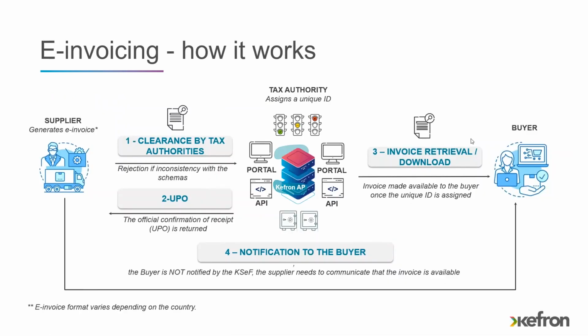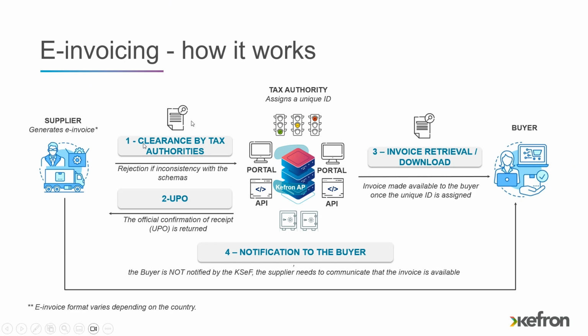A lot of customers are keen to understand how e-invoicing works, and we're going to do our best using this graphic to explain how a typical accounts payable e-invoicing process works. So if we take it from left to right, you can see the supplier generates the e-invoice. Now, as we discussed, the e-invoicing format is going to vary depending on the country and the tax authority. So the file format may be an XML or a different file format depending on the country.